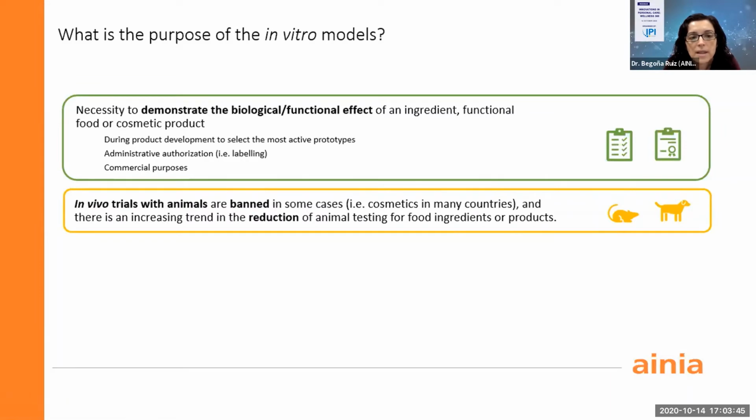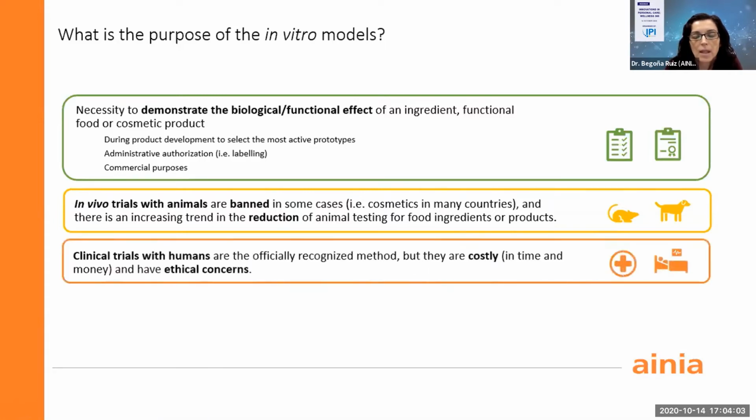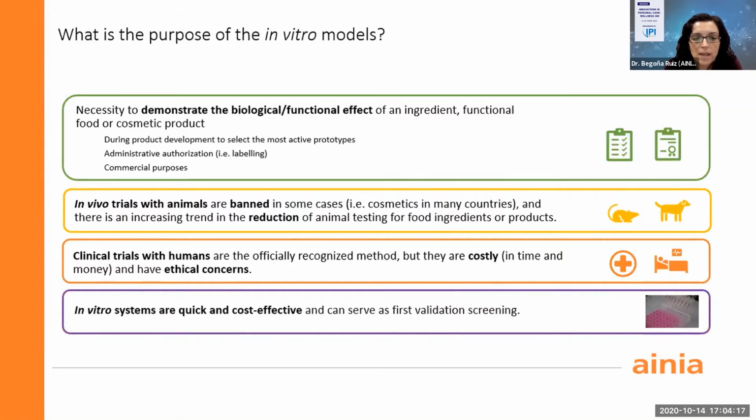A second reason is that the in vivo trials with animals are banned in many cases. For instance, the cosmetics in many countries, you cannot use animals anymore. And there is a social pressure to reduce animal testing also in food ingredients and products. Clinical trials with humans are, of course, the officially recognized methods, but they are very costly in both time and money, and they have also ethical concerns. And in vitro systems can be a quick and cost-effective alternative and can serve as this first validation screening.